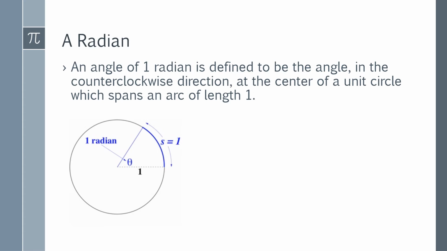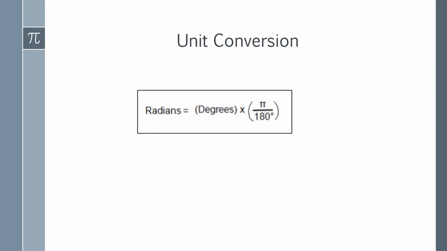A radian is defined as the angle in the counterclockwise direction at the center of a unit circle which spans an arc length of 1. That's some important stuff that I would be questioning you on, so you may want to know what all that means. Unit conversion. To get a radian, you're going to have to convert some stuff. What do you mean by converting, Mr. Howard? Well, let me show you a fine example.